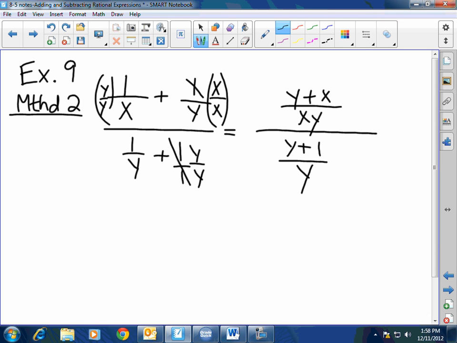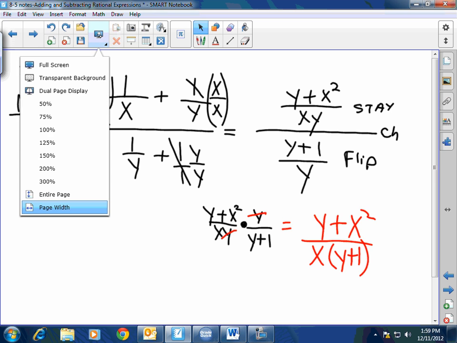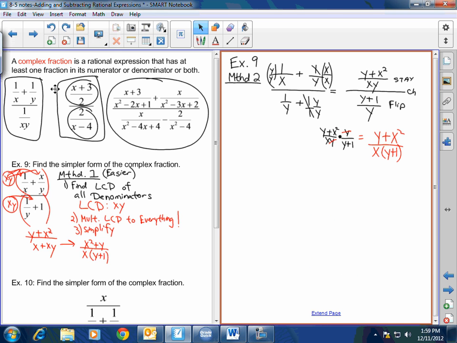Now we're dividing fractions. Stay, change, flip. Guess what? This y cancels out with this y. So I'm left with y plus, wait, no, this should be x squared. Sorry. y plus x squared over x times y plus 1. And if you look at the split screen here, they're both the same exact answer.